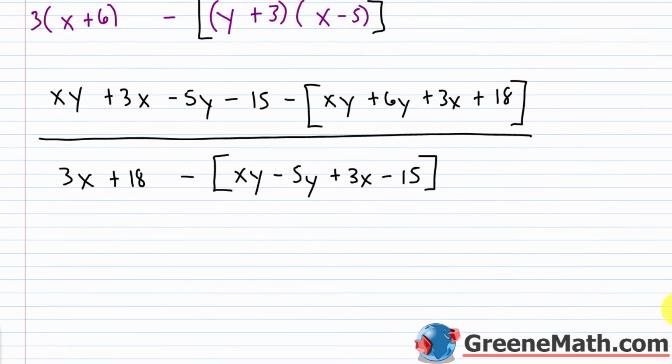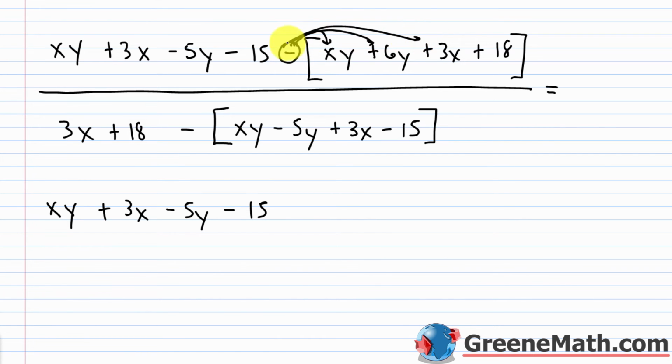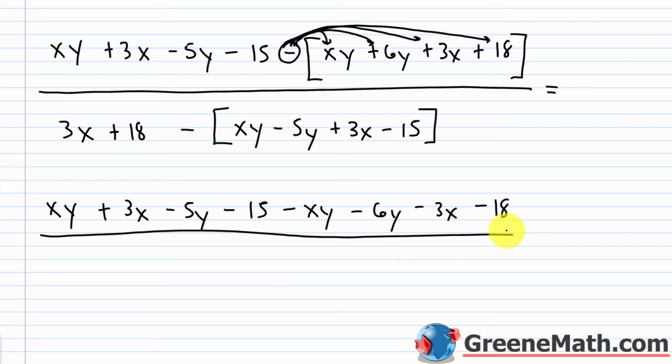All right, let's scroll down and get a little room going. So what can I do here? So let me just start out by just doing this. I have xy. I have plus 3x. I have minus 5y. I have minus 15. Now this minus is going to get distributed to every term inside the parentheses. We don't want to make a sign mistake. So this would be minus xy. It would be minus 6y. It would be minus 3x. And it would be minus 18. Okay, and we'll come back and simplify that in a second. And make that a little bit better.